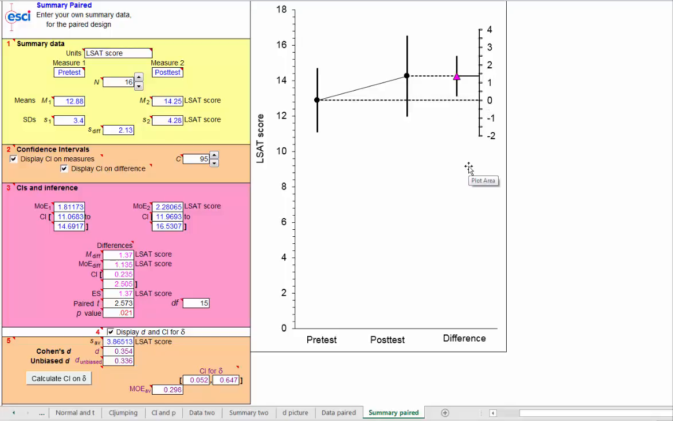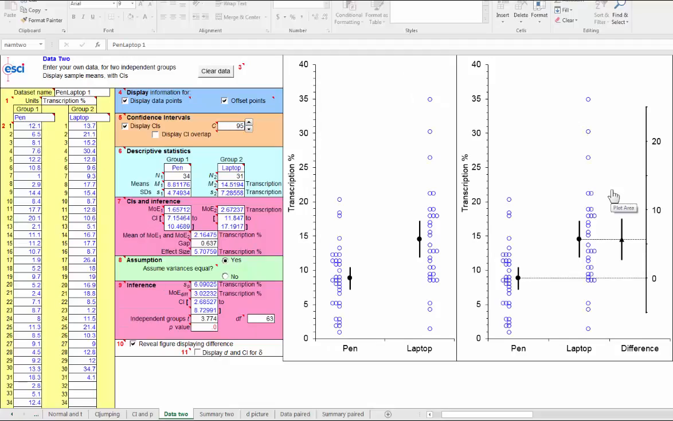So let's consider independent groups and paired. Which should you use? Well, it depends. Here we are back at Data 2, seeing the data for the first pen laptop study, two independent groups. Independent groups is really the simplest design. Each participant is tested under just one of the levels of the independent variable, and because the pen and the laptop data come from independent groups, these two sets of data are fully independent.